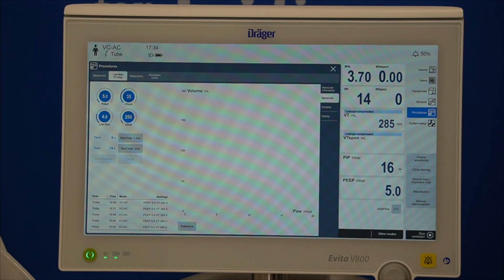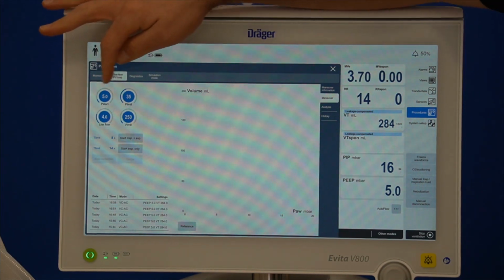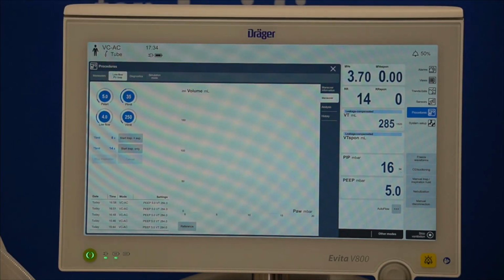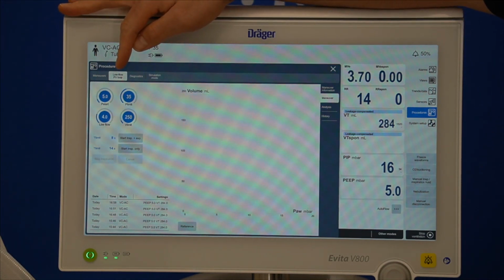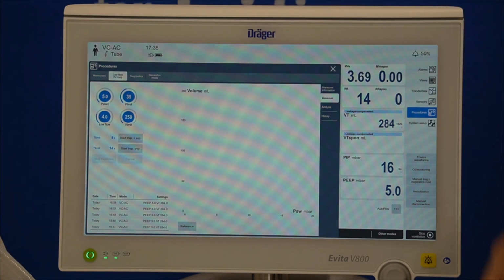The initial pressure of the manoeuvre can be set between the current PEEP setting and 0, as you can see by P start. Because the low flow PV loop also acts as a lung recruitment manoeuvre, in order to maintain the positive effect of such a recruitment, it is necessary to apply at least the PEEP level that prevailed prior to the manoeuvre. To commence a low flow PV loop manoeuvre on the Avita V800, touch the procedures button, scroll across the tabs along the top, select low flow PV loop, and then select manoeuvre.